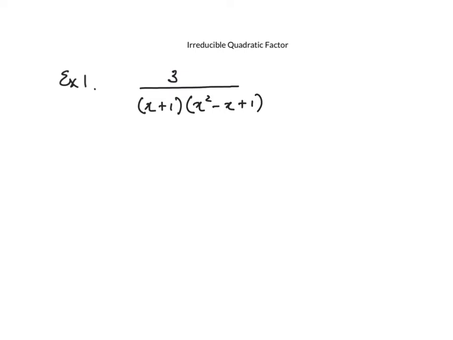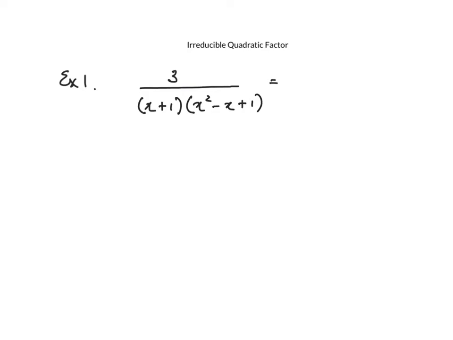Now, if we look at the denominator, this is the irreducible quadratic factor. The power 2 indicates the quadratic, and we cannot factorise this. We can't factorise that into two linear factors. So we have to proceed from this point here.